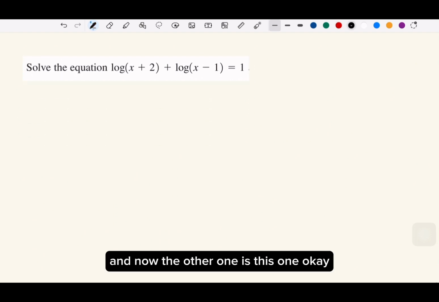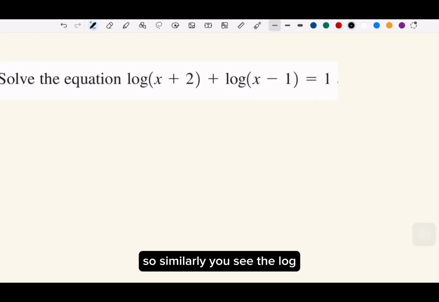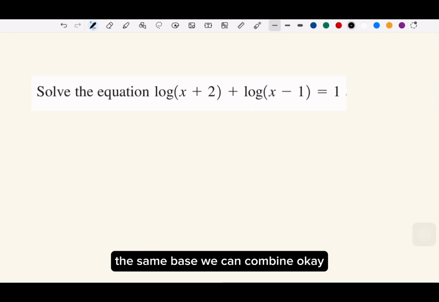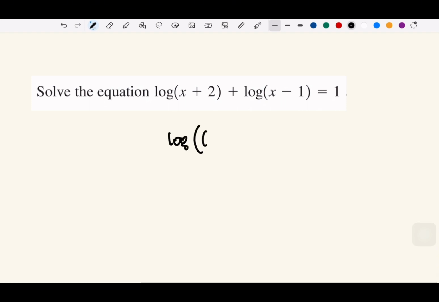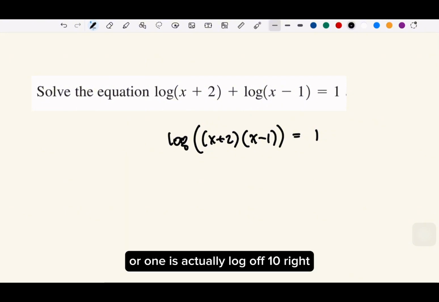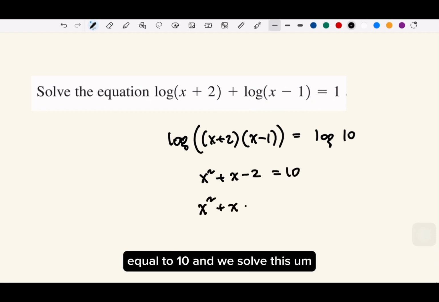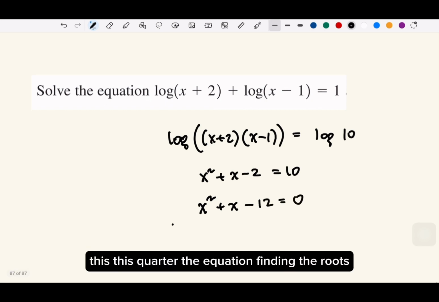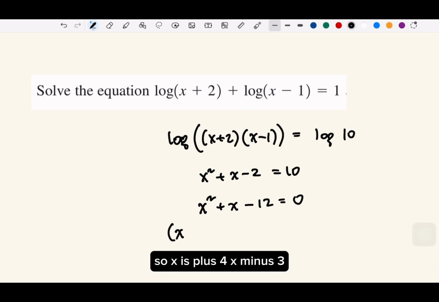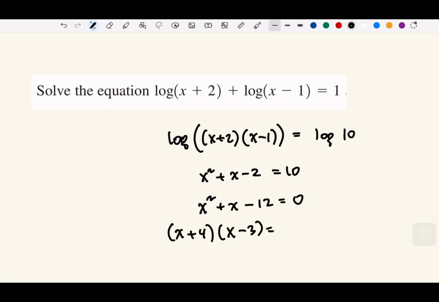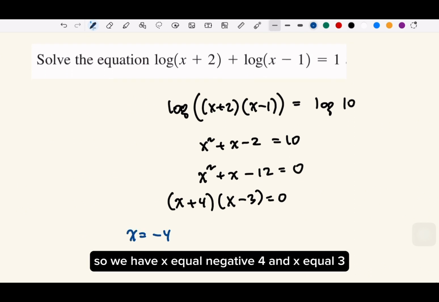And now the other one is this one. Okay. So similarly, you see the log, the same base, we can combine. And this will be 1. Or 1 is actually log of 10, right? So basically, you can write this equal to 10, and we solve this quadratic equation, finding the roots. So x plus 4, x minus 3. So we have x equals negative 4 and x equals 3.